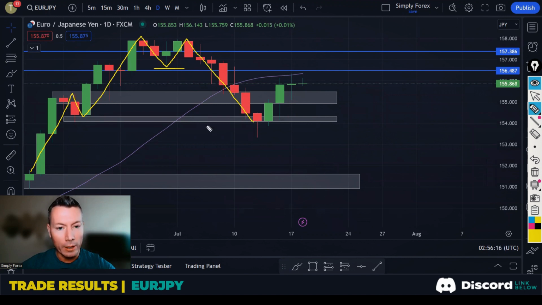All right, so we are in a downward structure, but we know with Euro Yen pairs, we're looking for a retrace to value so we can get in. All right, and this is it. And then we've got these two bullish candles that told me we could keep buying this pair.